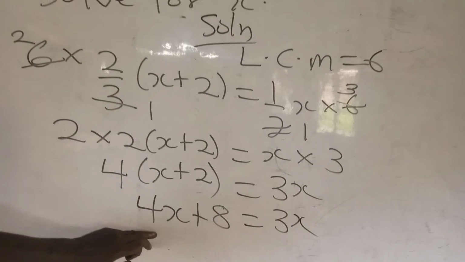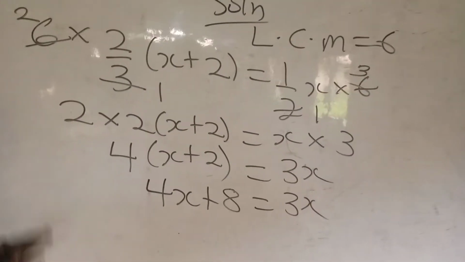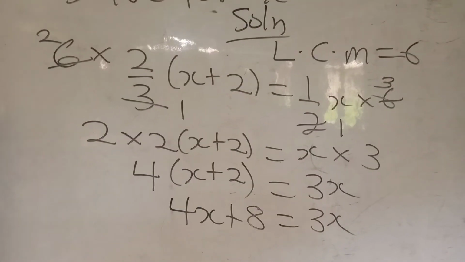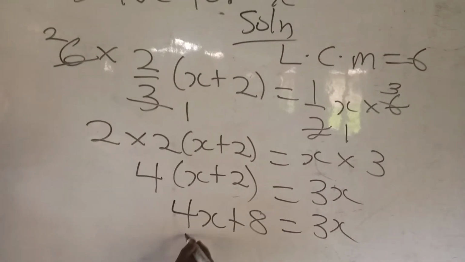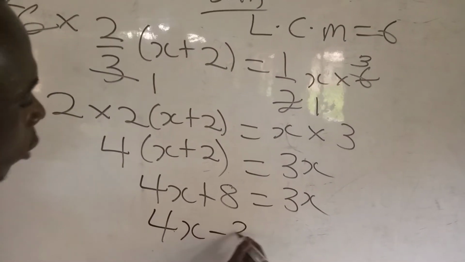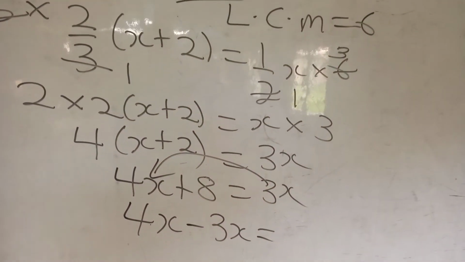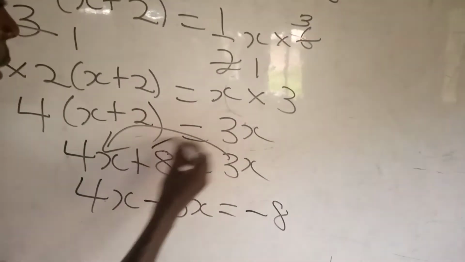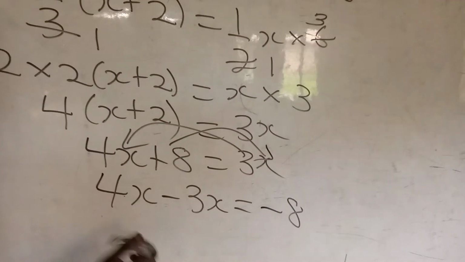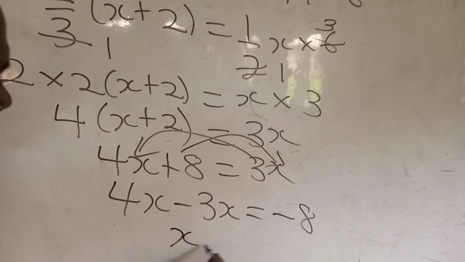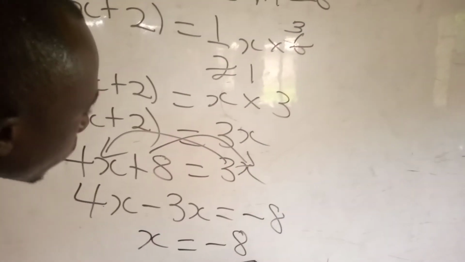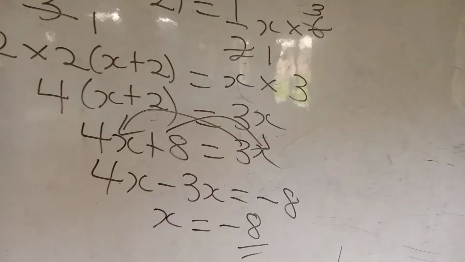Once we reach this stage, you group your like terms by grouping the ones with variable to the left hand side of the equation. So it becomes 4x minus 3x is equal to, because this crosses, it becomes negative, negative 8. So 4x minus 3x is x is equal to negative 8. We have negative 8.